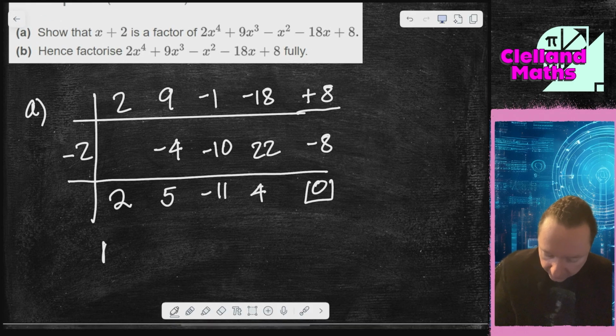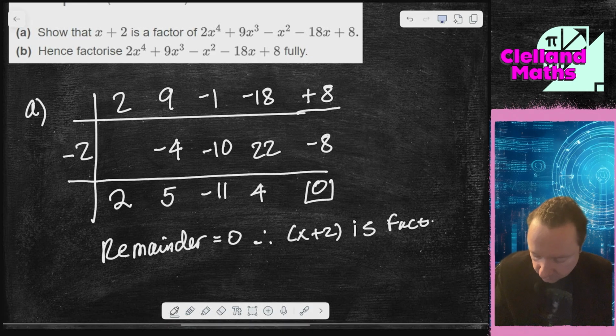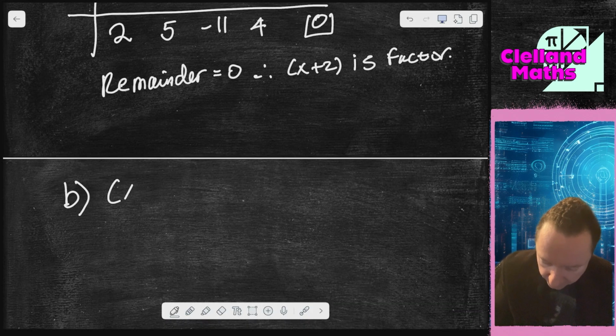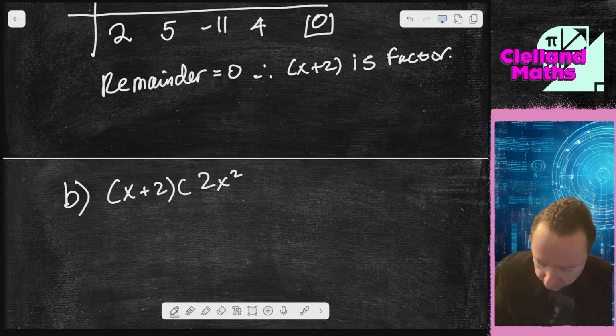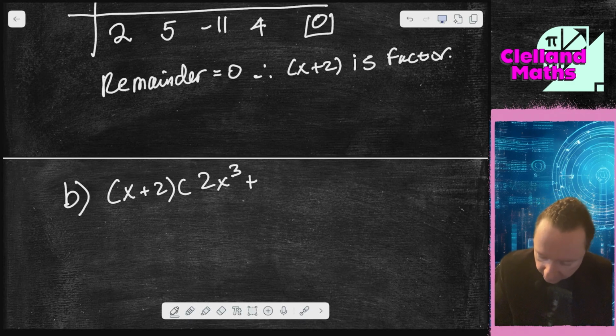Little statement, don't forget your statement. Remainder equals 0, therefore x plus 2 is a factor. Part B, let's go and factorise. So we've got x plus 2, keeping that here, and then we've got 2x squared, and that's a mistake, it's cubed because I started with a 4, so watch out for that. It goes down by 1 power. Don't think it just always goes to a square. Plus 5x squared minus 11x plus 4.